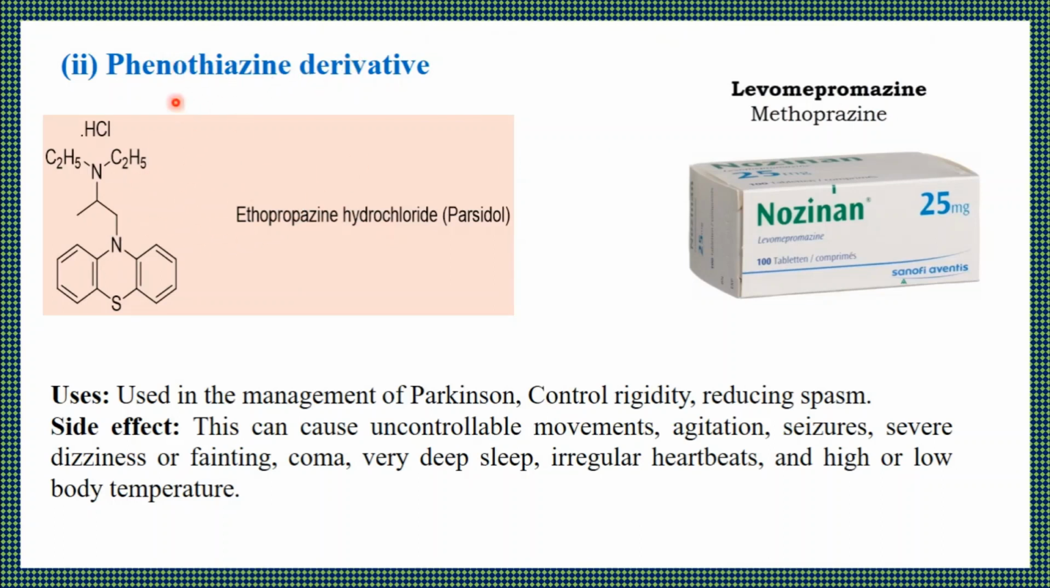In this ring system, two benzene rings are joined together by nitrogen and sulfur heteroatoms, and that is called phenothiazine. So this is the basic skeleton of phenothiazine, and the example is ethopropazine. This ethopropazine belongs to the phenothiazine class of compounds.